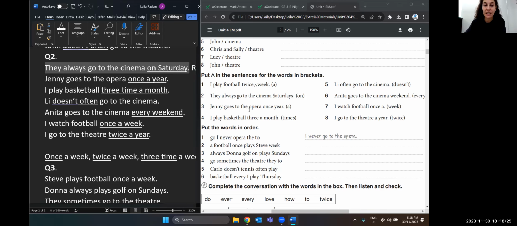Jenny goes to the opera once a year. So you always have to connect those words: once a year, twice a year, three times a year, six times a year. You have to keep those words together. I play basketball three times a month. So three times a month, two times a month, once a month.